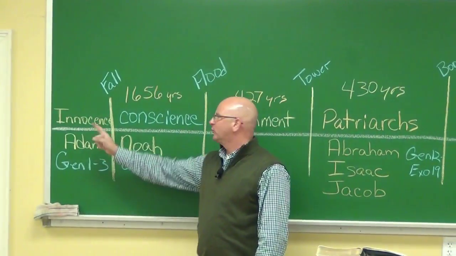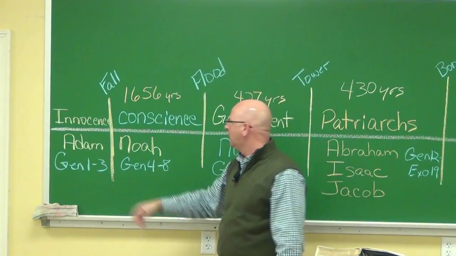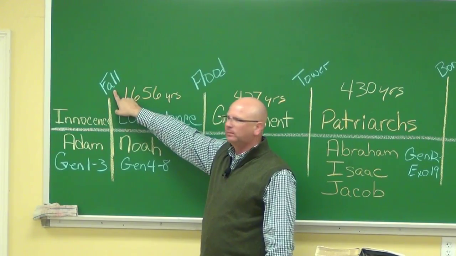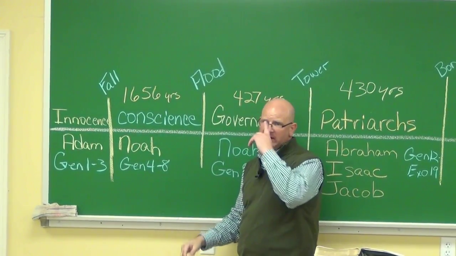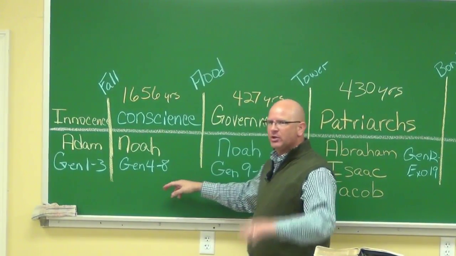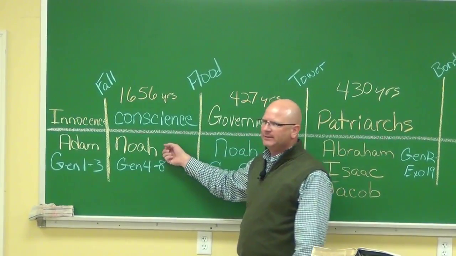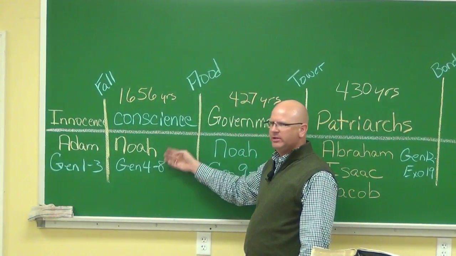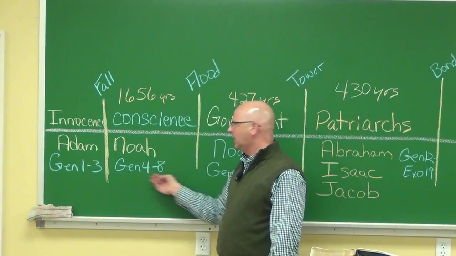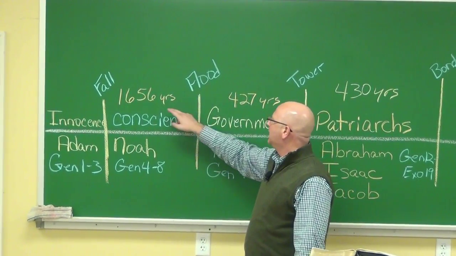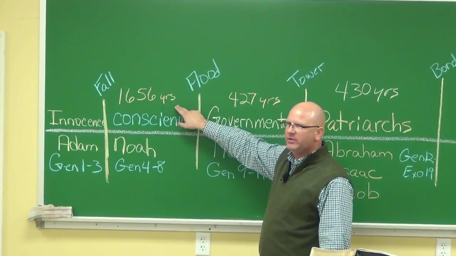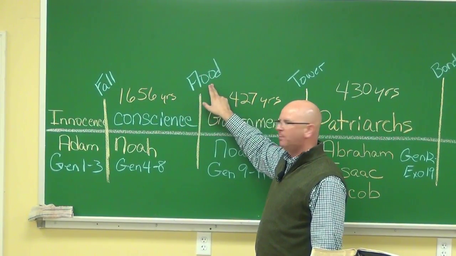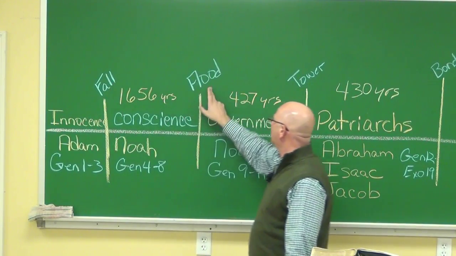Innocence, man fails. Every one of these ends in failure. The age of innocence ends in the fall. Sin comes in the world. Conscience starts, the age of conscience. And let your conscience be your guide. You had Cain and Abel, those guys, Seth, and all the generations of those. And then you had Noah. That covers about four chapters. That lasts about 1,656 years. And that one ends in a destruction, a flood. This one ends with a fall. This one ends with a flood.